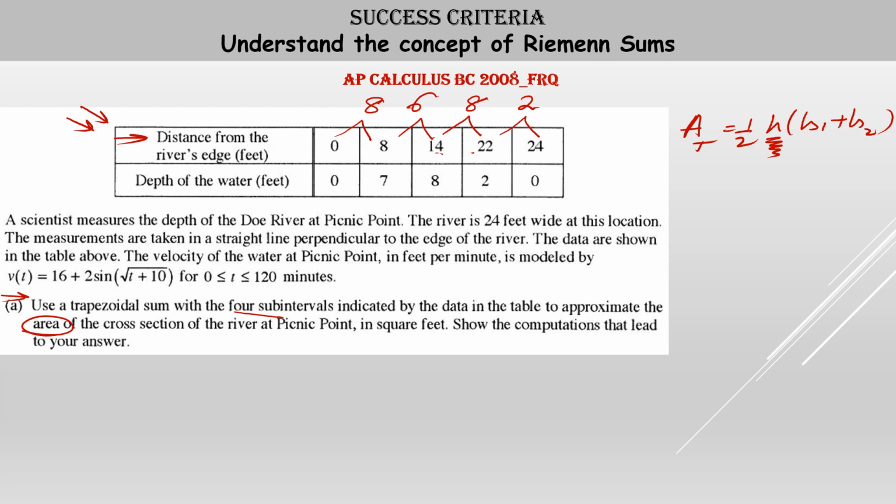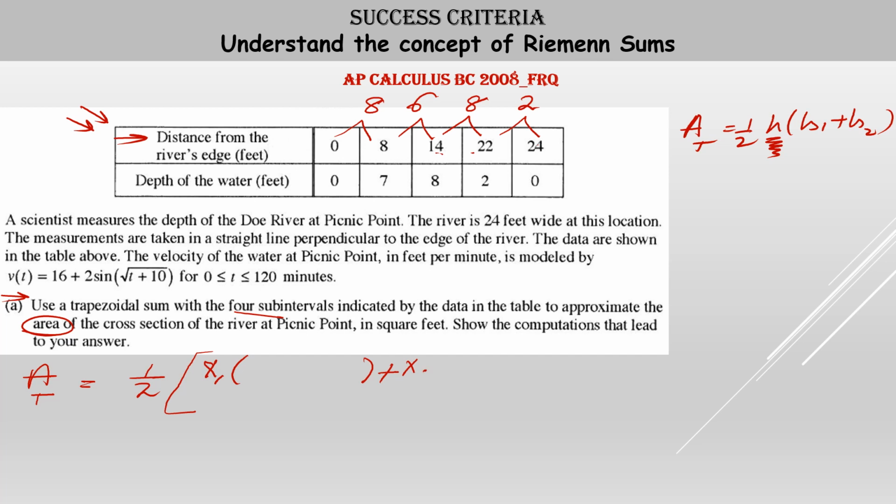What do we have to calculate? We have to calculate the area of the cross section using the trapezoidal method. What is the formula? First we write the half as it is. Now h means the x width, right? So we will write x1, then b1 plus b2. Then x2, times b1 plus b2.